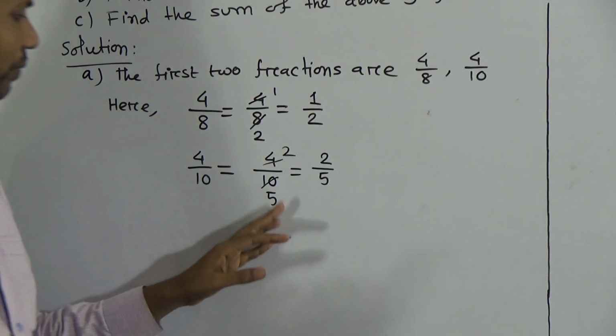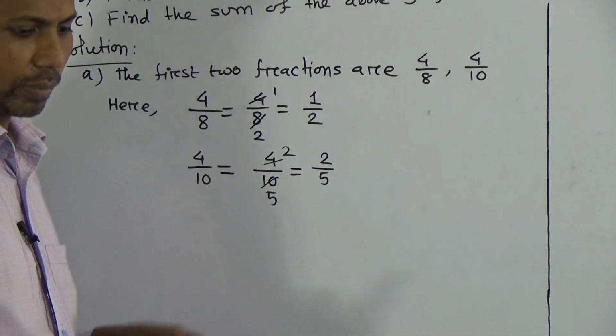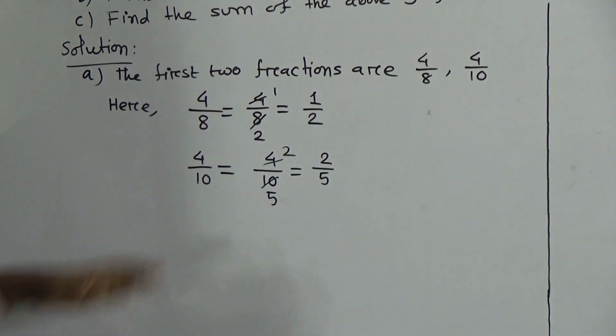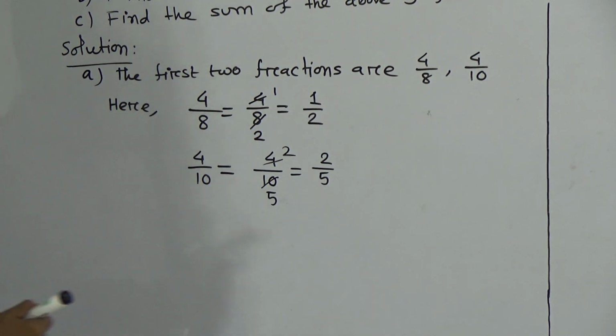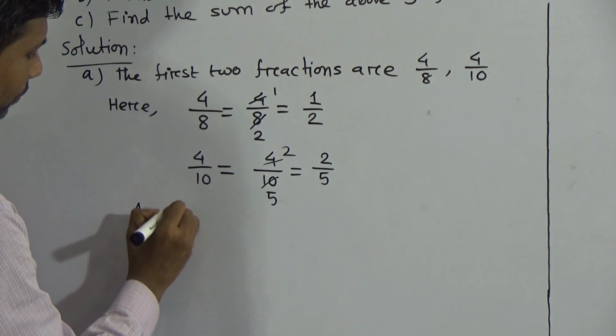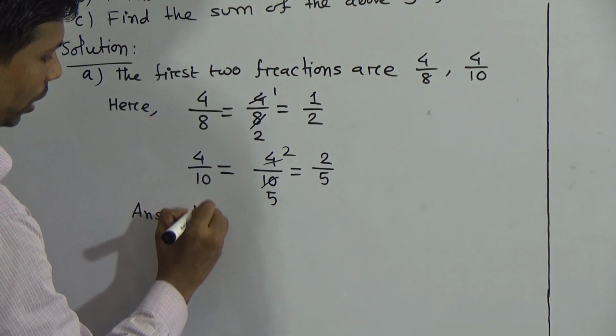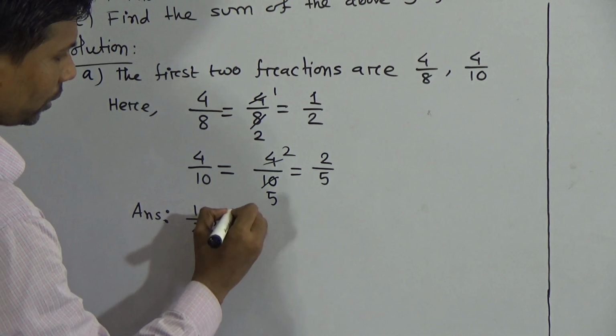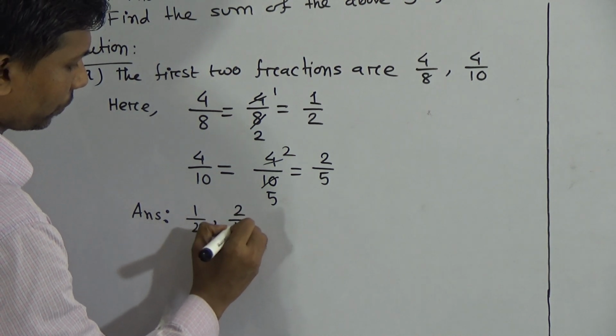Look, this is 2 by 5 and this is 1 by 2. Both are in reduced form. Okay student, now write the answer. 1 by 2, 2 by 5.